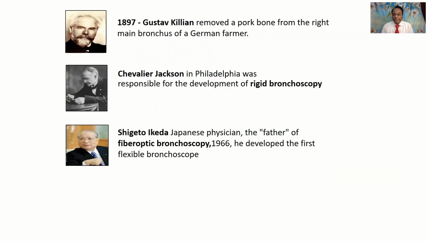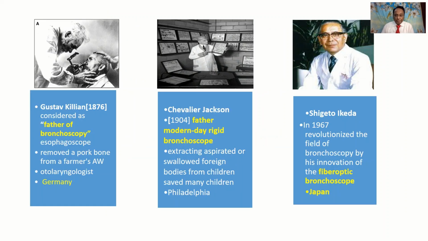You can see three scientists, Gustav Killian, Chevalier Jackson, and Shigeto Ikeda. These are probably the fathers of bronchoscopy. If you go to the minor details, Gustav Killian is considered the father of bronchoscopy because he happened to remove a pork bone from a farmer's airway. Thereby he got the idea that we can explore the airway.